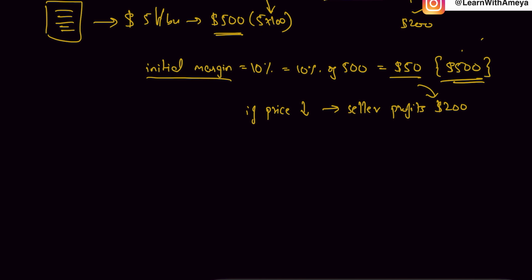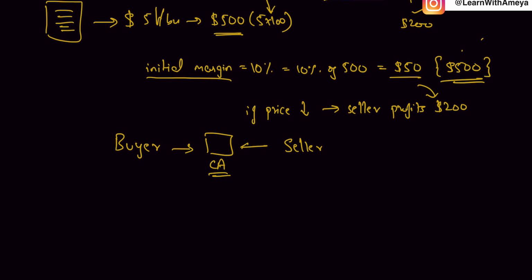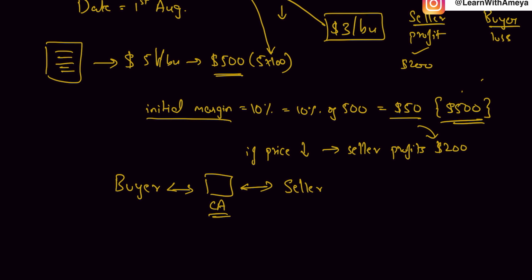So let's also understand the different players involved in this. We have the buyer and the seller, but we have one more party, which is the clearing agent. The clearing agent sits in between the buyer and the seller. So now what happens is, on an everyday basis, until we reach the 1st August date, the clearing agent will calculate who is at profit and who is at loss. For example, let's say we enter into an agreement on 1st of June and it's expiring on 1st August.